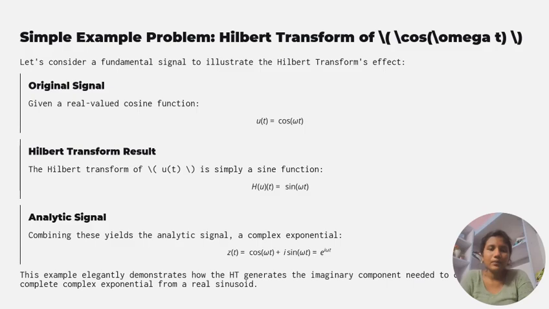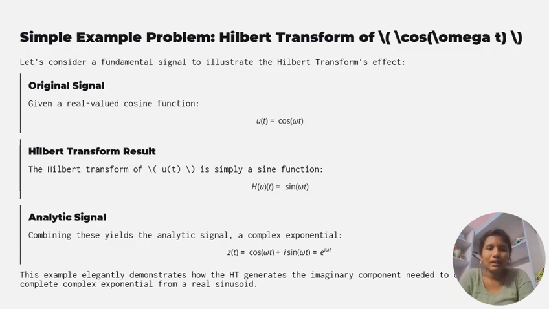Simple example problem: Hilbert transform of cos of omega t. Let's consider a fundamental signal to illustrate the Hilbert transform effect. Here the original signal is a real valued cosine function, u of t equal to cos omega t. Hilbert transform result: the Hilbert transform of u of t is simply a sine function, H of u of t equal to sin omega t.